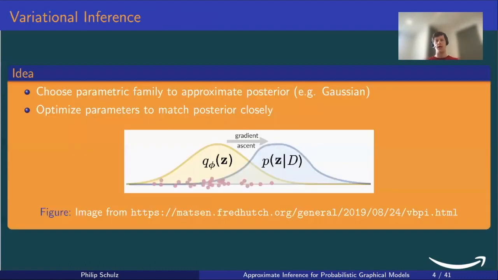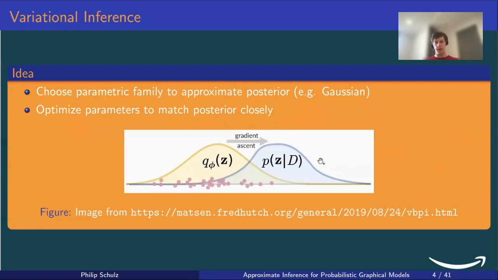All right, so let's dive into variational inference first. So as I already said, the idea is to choose a parametric family for the approximate posterior. Generally, people choose Gaussians. You could choose anything else really, but for the time being, let's assume it's a Gaussian, yeah? And then you're gonna optimize the parameters to match the posterior closely.